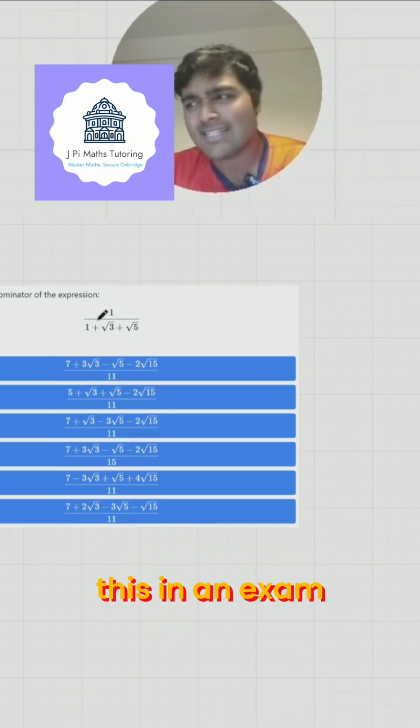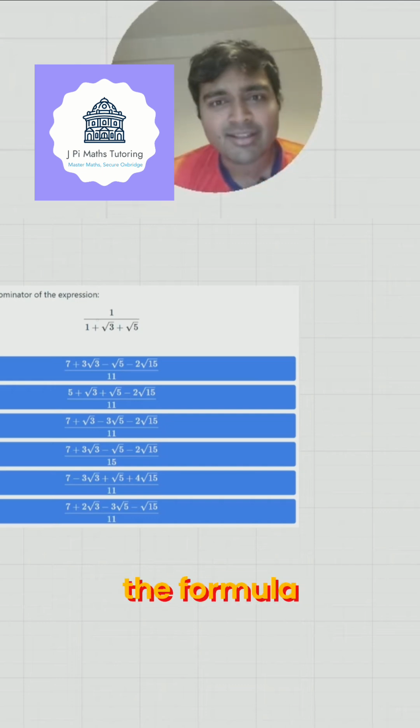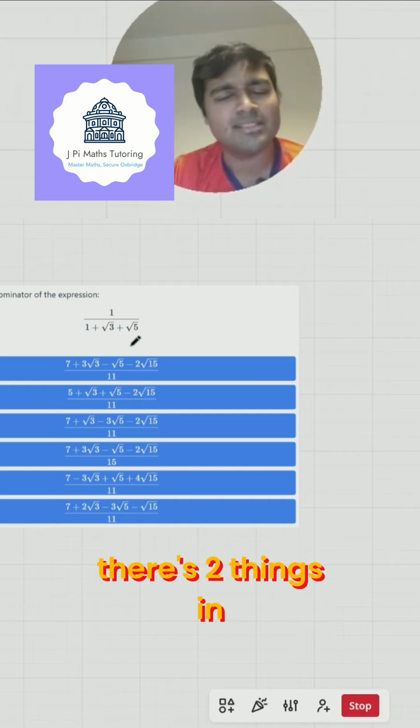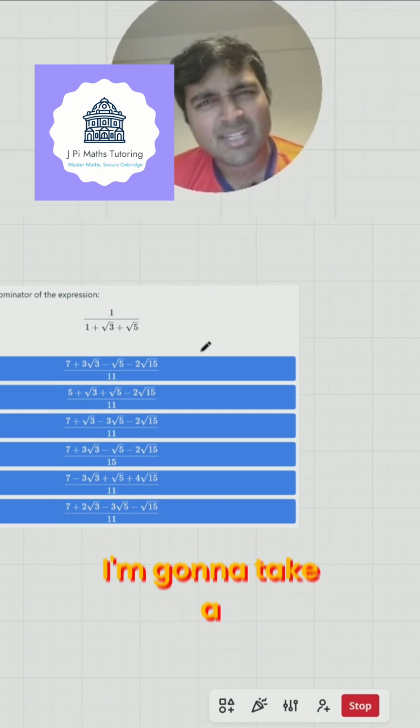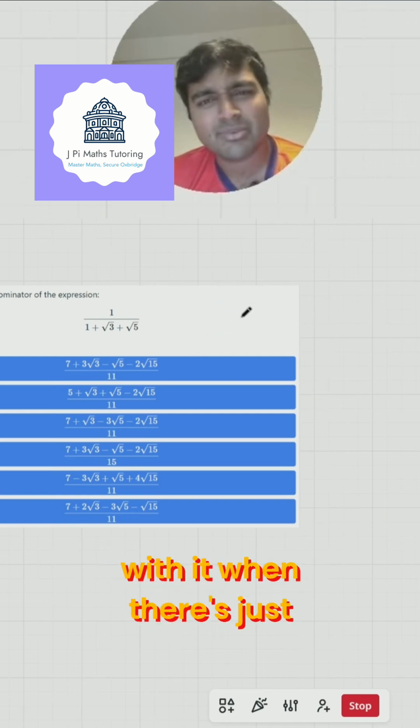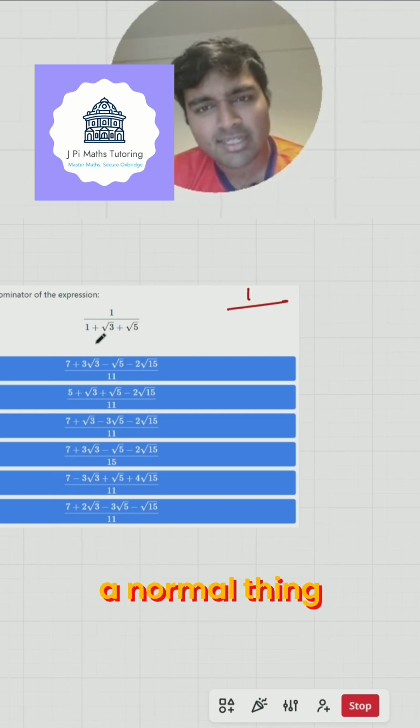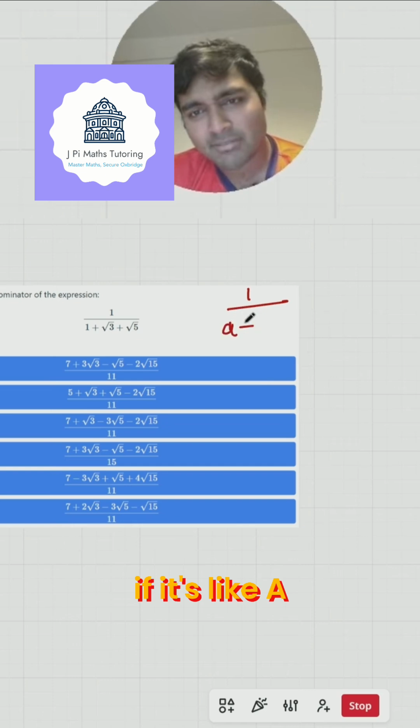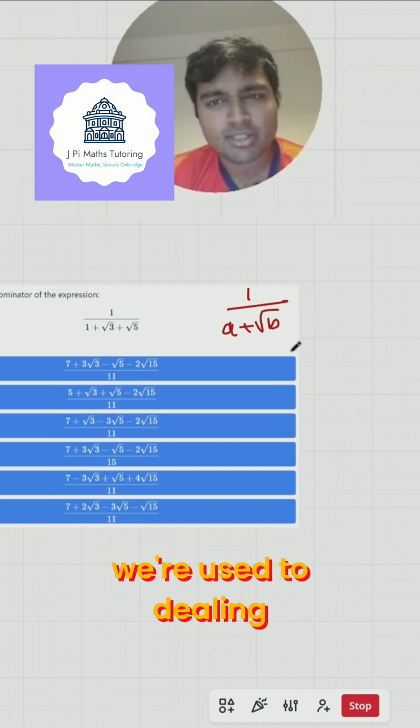If I was given this in an exam, I don't know the formula for rationalizing something when there's two things in the bottom, so how do I deal with it? Well, I'm going to take a step back and ask myself, how do I deal with it when there's just a normal thing in the bottom? So if it's like a plus root b, that's the stuff that we're used to dealing with.